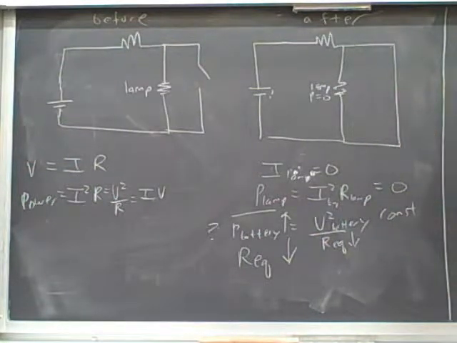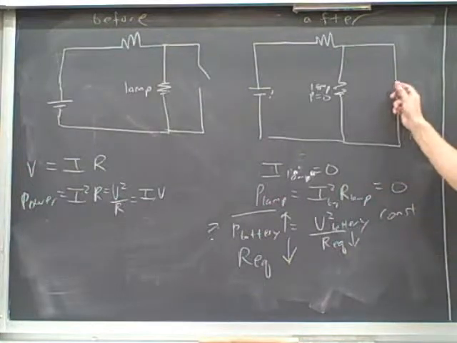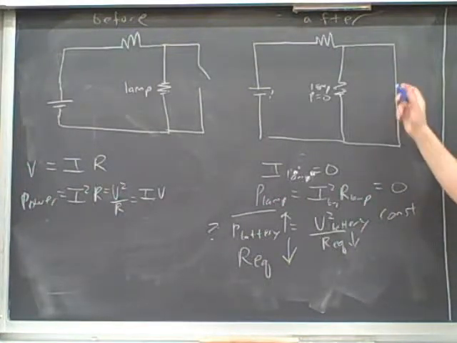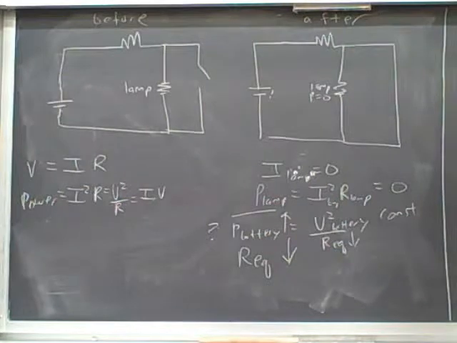But why is the battery delivering more power? Because with this easy path, there's less resistance. So it's easier for it. The smaller the resistance, the more current the battery wants to deliver.